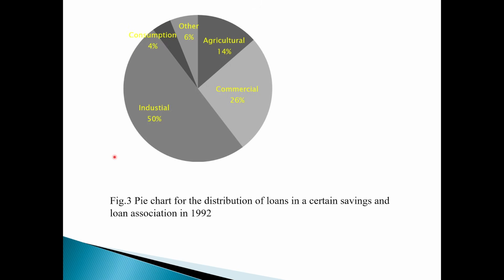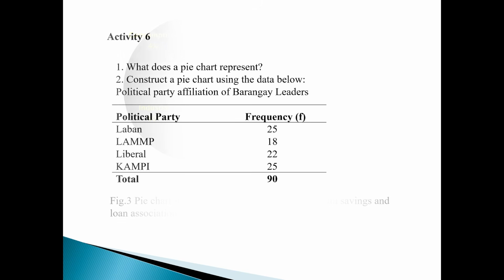And this should be the image of your pie chart. Industrial, 50%, right? 50.06%. And so on. This is how you create your pie chart. So I hope that's clear.